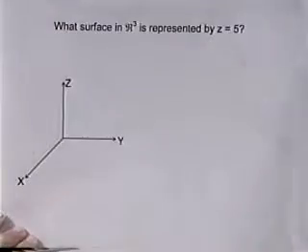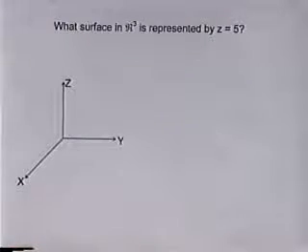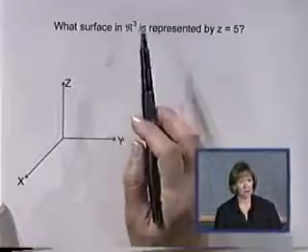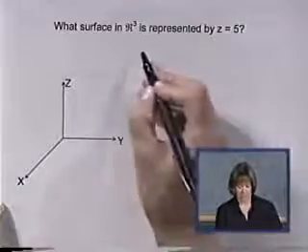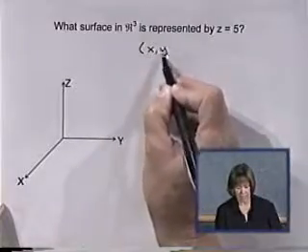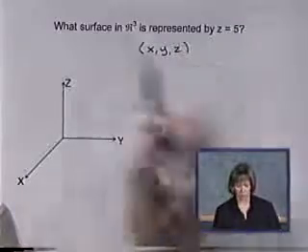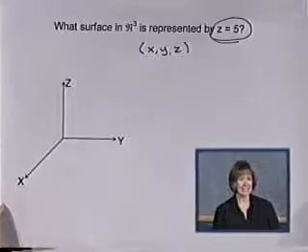Okay? All right. Now, what if I want to figure out what surface in R3, and what is R3? R3 is the real number line times itself 3 times. So R3 is the set of ordered triples that have x, y, and z coordinates. What surface in R3 would be represented by the equation z equals 5?